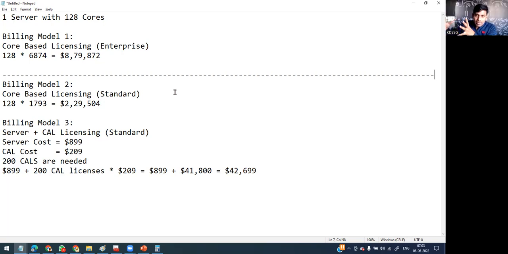The second one is standard edition. In standard edition also, everyone please listen, we have two options. You can go for core based or you can go for server plus CAL. So two options, and you can save money for your company. That's it, nothing more. With this one example, I will go to the next point if there are no questions from anyone.